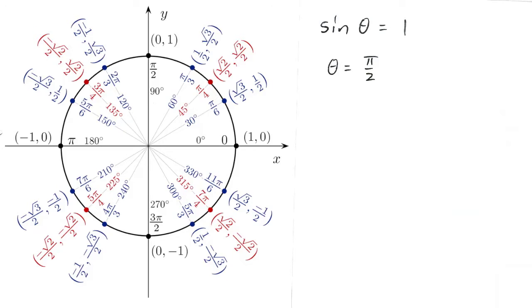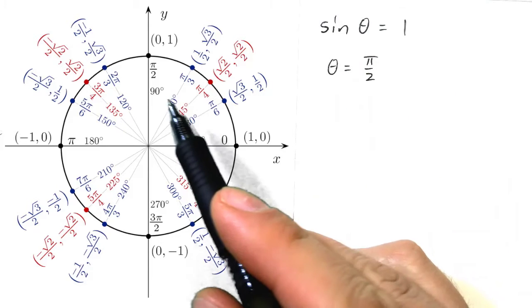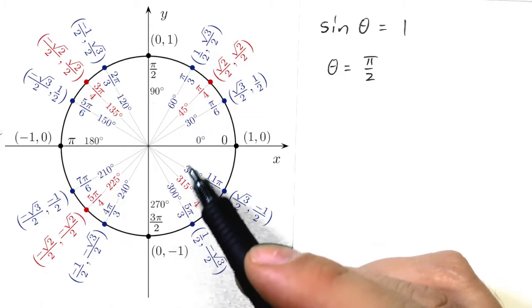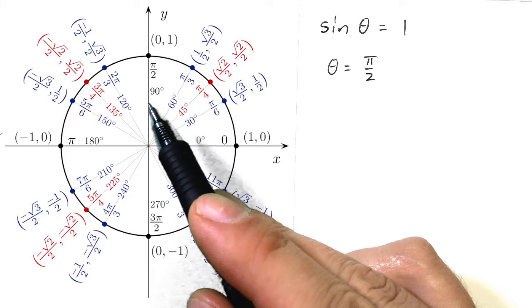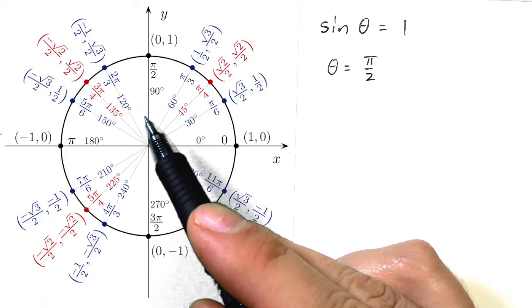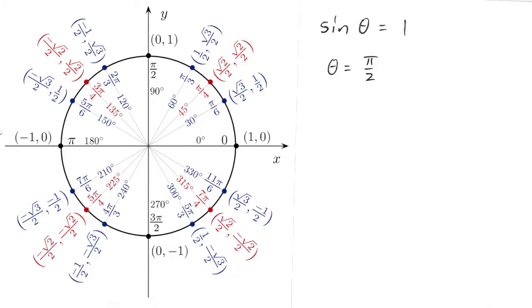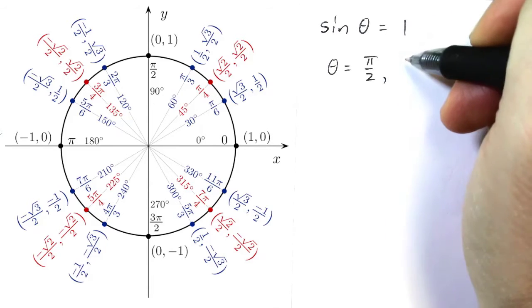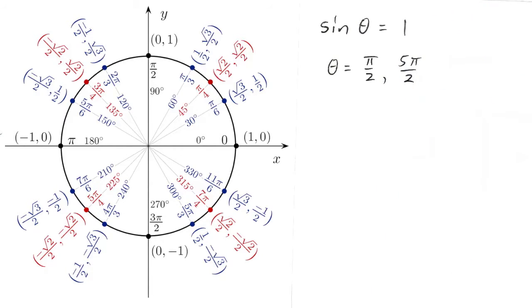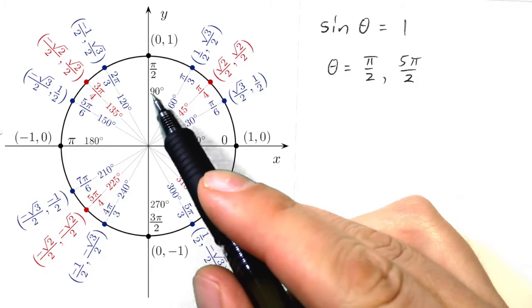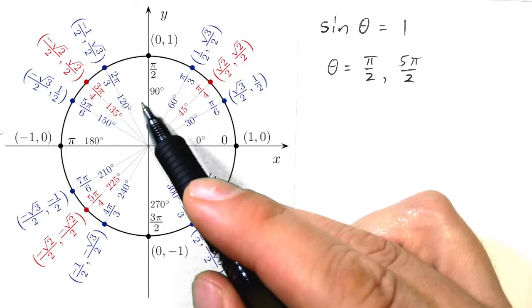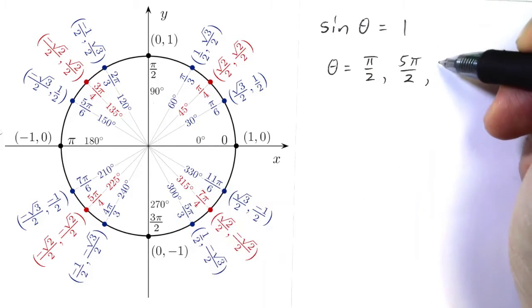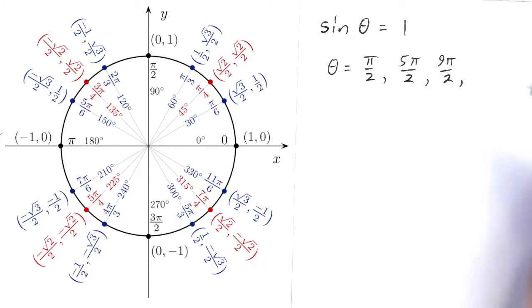But is that the only solution? Well, no, because we can go pi over 2 and then come all the way around again and come to here. How many radians is that? Well, that's pi over 2 plus 2 pi. Well, 2 pi is 4 pi over 2, so 4 pi over 2 plus pi over 2 is 5 pi over 2. So by adding 2 pi to this angle, I got another angle. And I can add 2 pi again and come around again. That is 9 pi over 2. And if I add 2 pi again, 13 pi over 2.